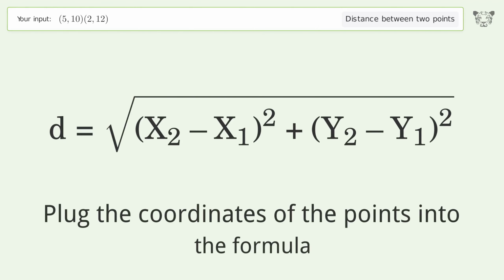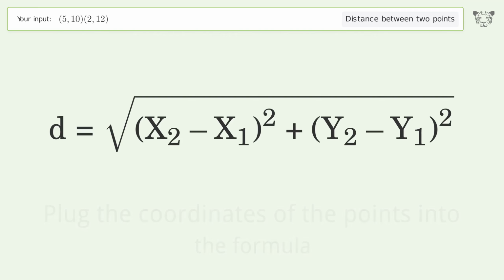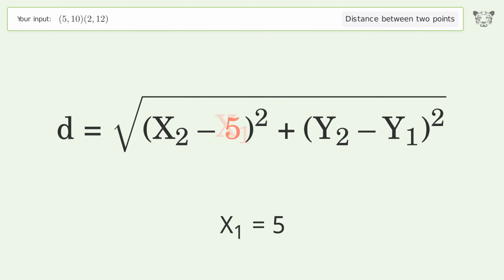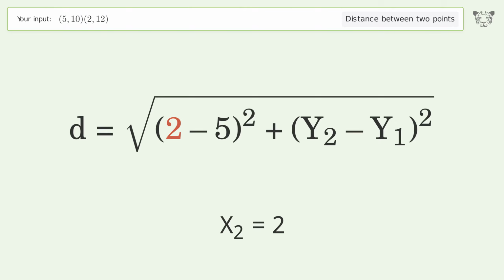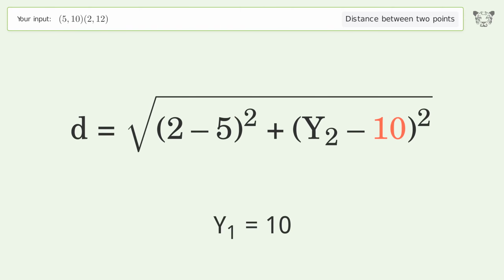Plug the coordinates of the points into the formula. x1 equals 5. x2 equals 2. y1 equals 10. y2 equals 12.